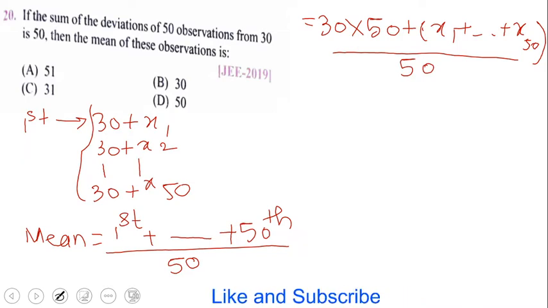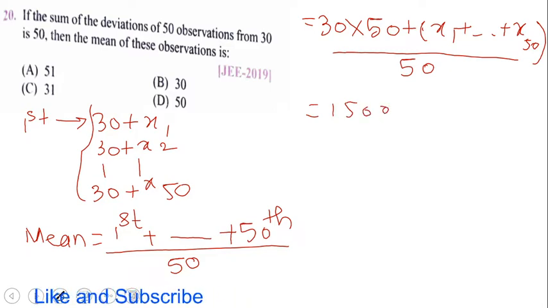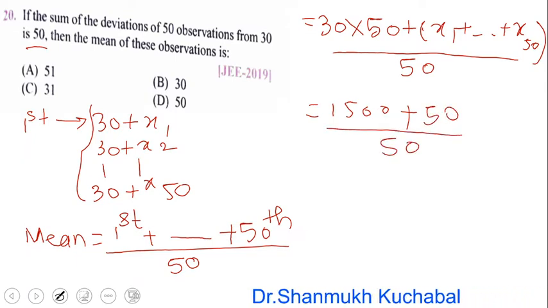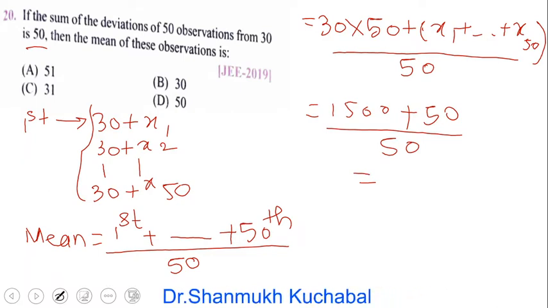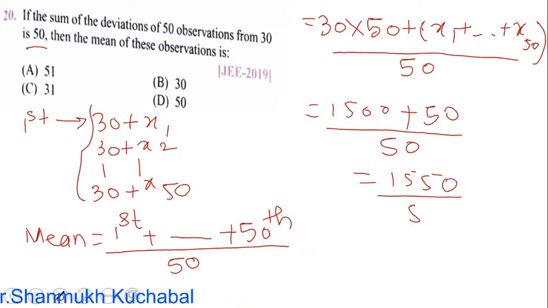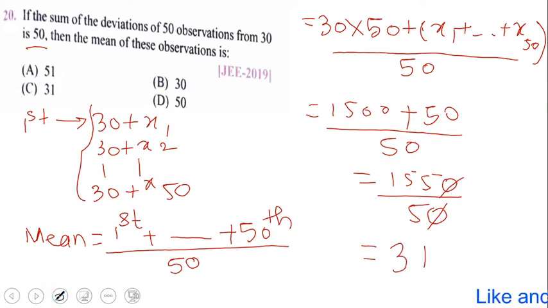Further, 50 into 30 is 1500, plus the sum of the 1 to 50 observations, which is given as 50, whole divided by 50. So further, 1500 plus 50 we get 1550, whole divided by 50. So 50 gets cancelled, and on simplification we get 31. Therefore clearly option C is the right answer here.